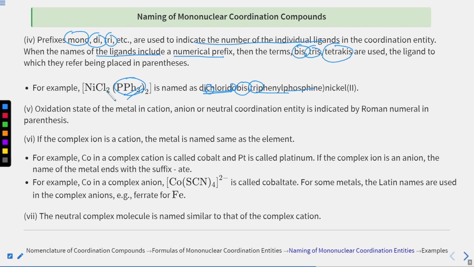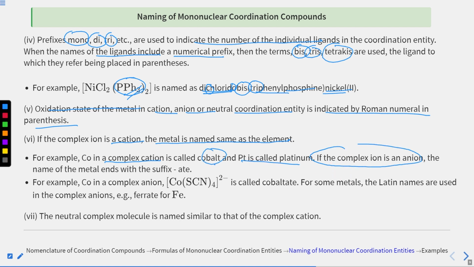See, this O represents that it is an anionic ligand. At last, we will write the name of the metal along with the oxidation state in the parenthesis. So same thing written here. The oxidation state of the metal in a cation, anion or neutral complex is indicated by the Roman numeral in the parenthesis. If the complex is a cation, the metal is named as the element. No problem. So for example, Co in a complex cation is called cobalt, Pt is called platinum.